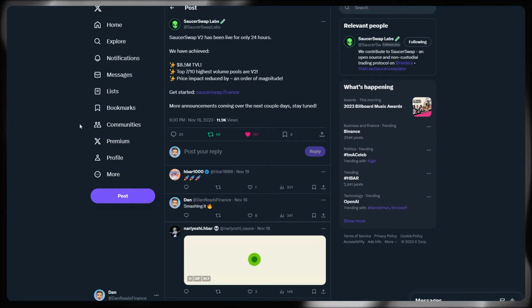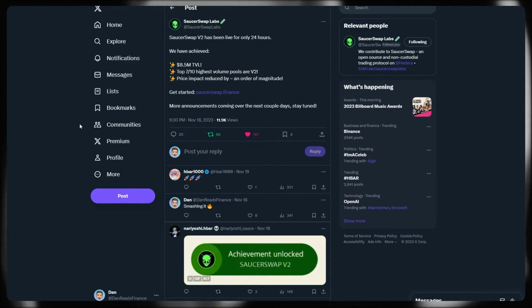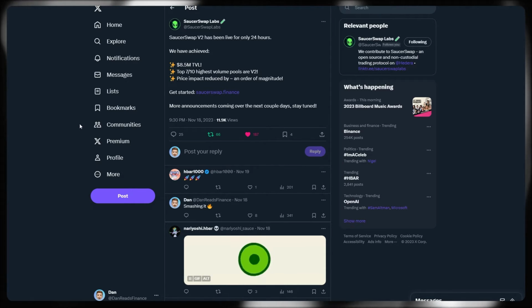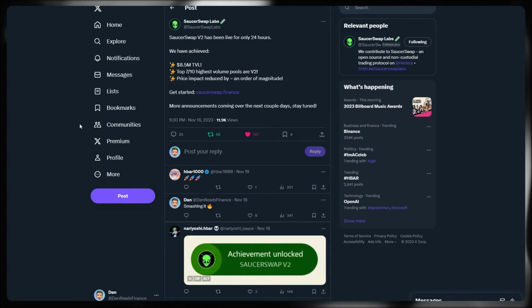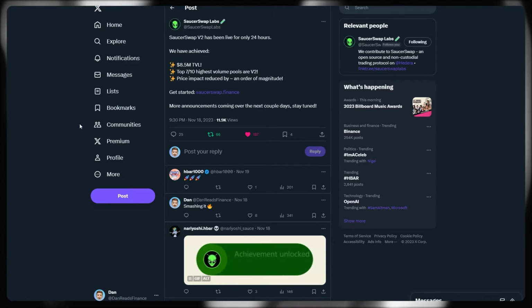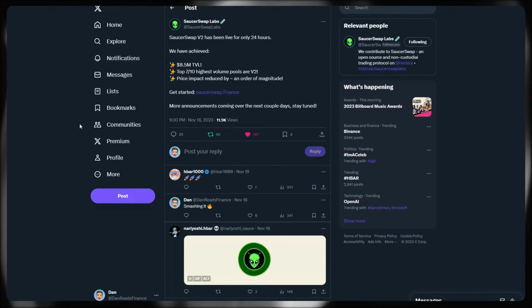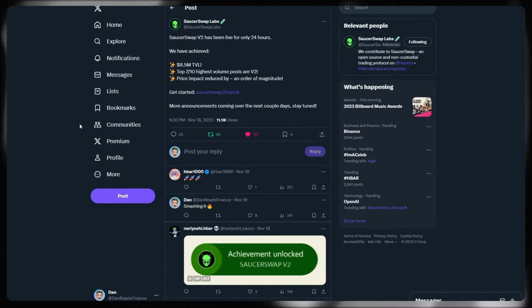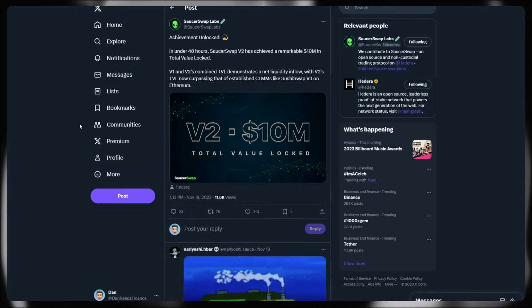Jumping across then and looking at what SaucerSwap Labs have done since Friday, because of course v2 has gone live. In only 24 hours, they achieved just shy or around $8.5 million of total value locked. Top 7 out of 10 highest volume pools, of course, are now on the v2 protocol, and price impacts have been greatly reduced by an order of magnitude.